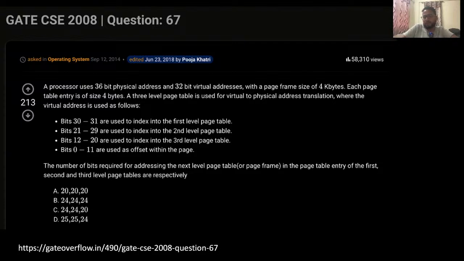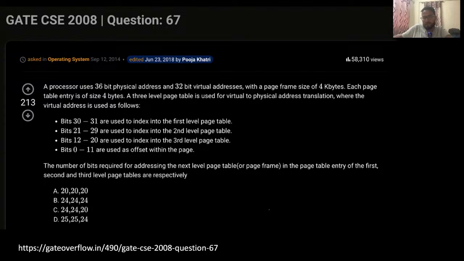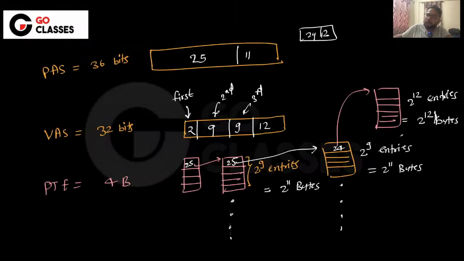Let me know if that is understood, right? So 25, 25 and 24 is the correct answer. See, I told it many times. Let me know if that is not clear, because that's the most crucial question that we have in entire multi-level paging. You should be able to understand what it is pointing to. It is pointing to something which is having 2 power 11 bytes.